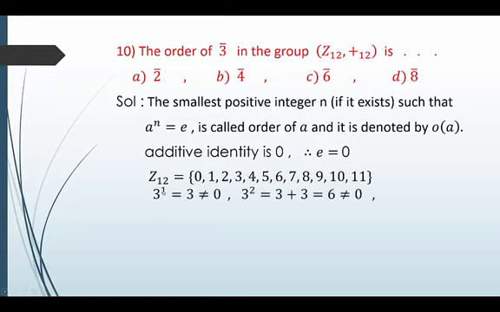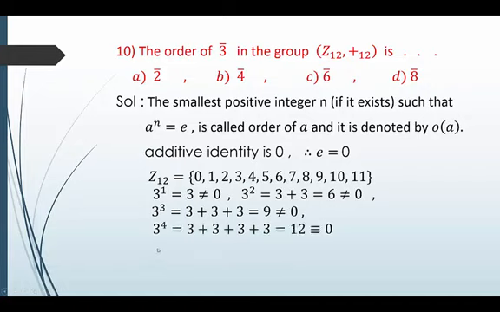Now order of 3. 3 raised to 1 is 3, is not equal to 0. 3 raised to 2 is 3 plus 3 is 6, is not equal to 0. 3 cube is 3 plus 3 plus 3 equal to 9, is not equal to 0. 3 raised to 4, 3 plus 3 plus 3 plus 3 is 12. 12 is 0, means order of 3 equal to 4. So answer is B option, 4.